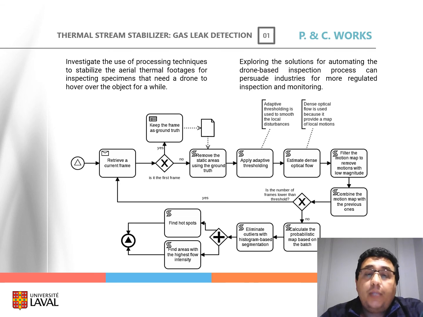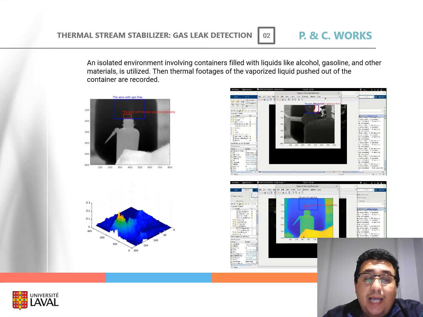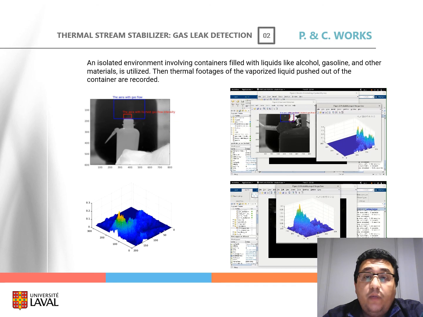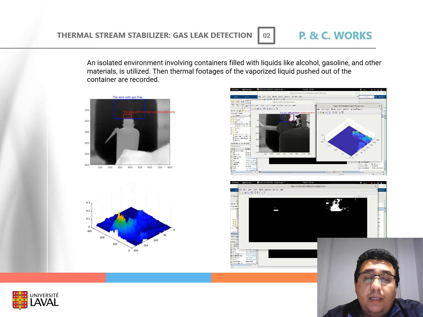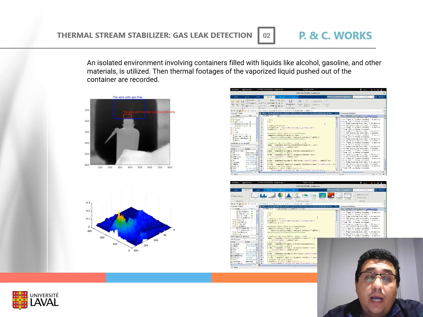We propose an algorithm based on analysis of thermal optical flow in order to detect the origin of the gas leak and also the areas with the maximum gas emission. For doing so, we conducted an experiment for testing the gas leak detection. We used an isolated environment involving containers filled with liquids like alcohol and gasoline and other materials. Then the vaporized liquid was pushed out of the container, and we recorded the thermal images during the process.